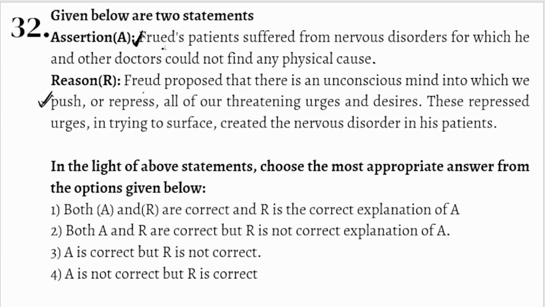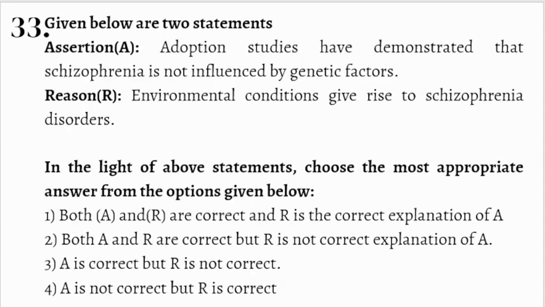So let us see if the reasoning is explaining our assertion. Freud's patient suffered from a nervous disorder for which they could not find any cause because there is an unconscious mind into which we push and repress. So it is explaining our assertion correctly. So 1 is going to be our correct answer here. It is correct. Psychosomatic disorders, which at Freud's time were known as hysteria. Okay. Moving ahead to question number 33. Please give it a read and then we will try to answer.